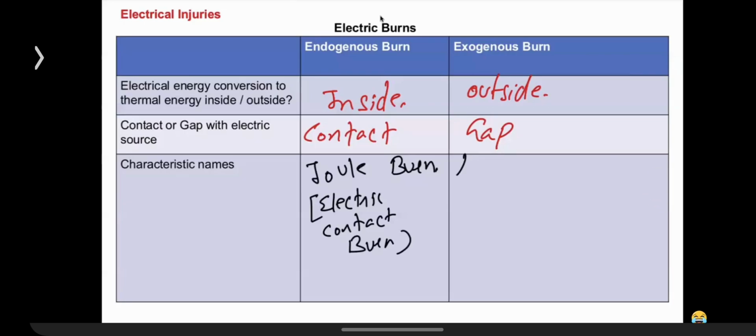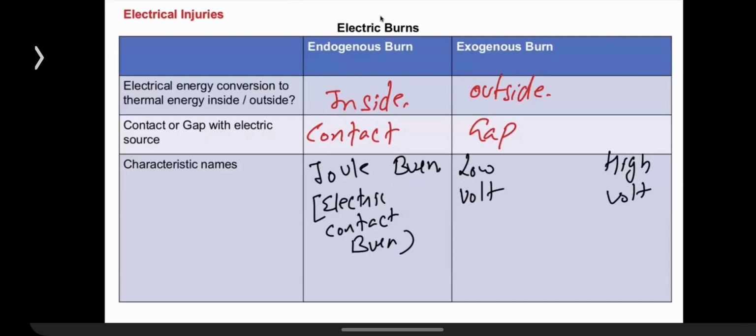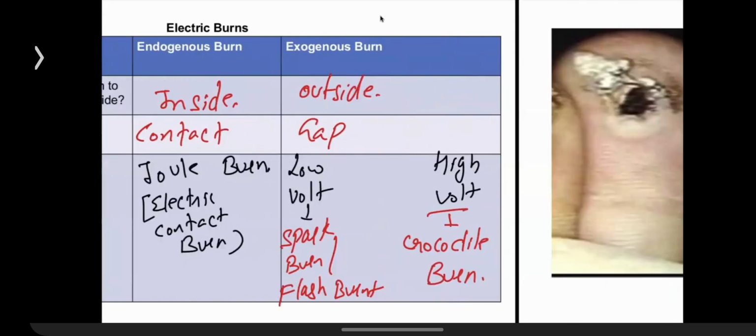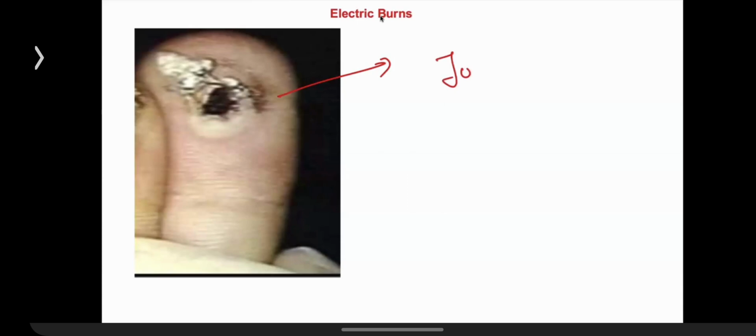Exogenous burn is of two types: low voltage and high voltage. The low voltage burn is called spark burn or flash burn. High voltage burn is called crocodile burn. So this is Joule burn.